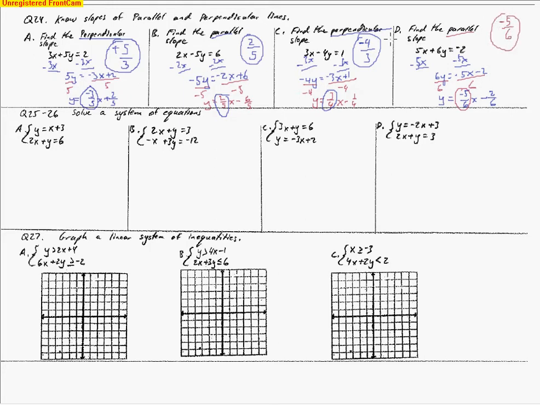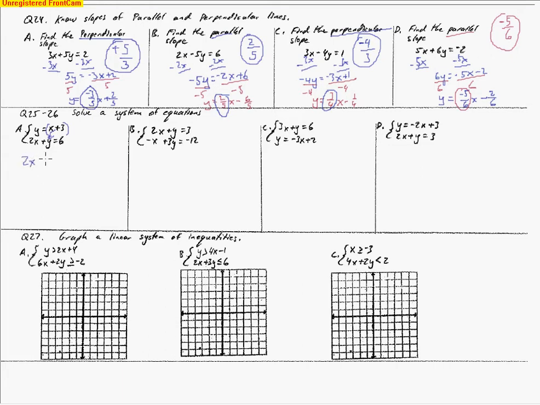Well, that's question 24. Questions 25 and 26 are solving systems of equations. There are two methods that we're going to end up using when solving these systems, and one is substitution. Whenever you have y by itself, substitute that expression that y is into the other equation. So with y or x by itself, substitution is the best method.